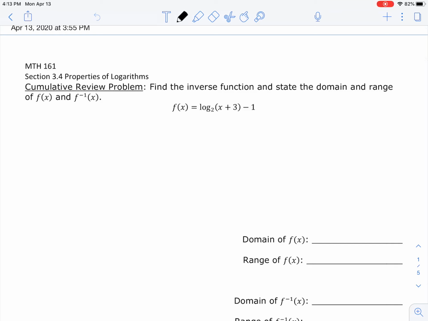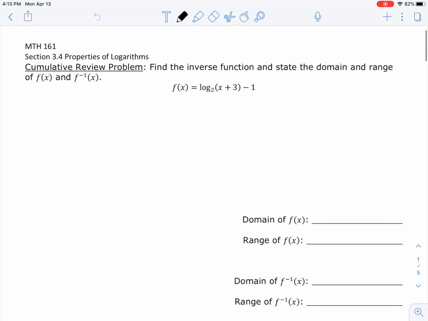I just wanted to review inverse functions before we get to the properties of logs today. So let's do a quick review problem, writing an inverse function of a logarithmic function. Then I'm going to ask you to submit a short classwork problem that looks just like this. Mine is log base 2 of x plus 3, minus 1.